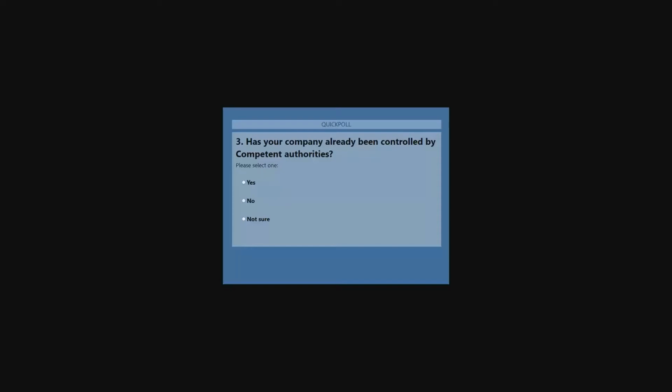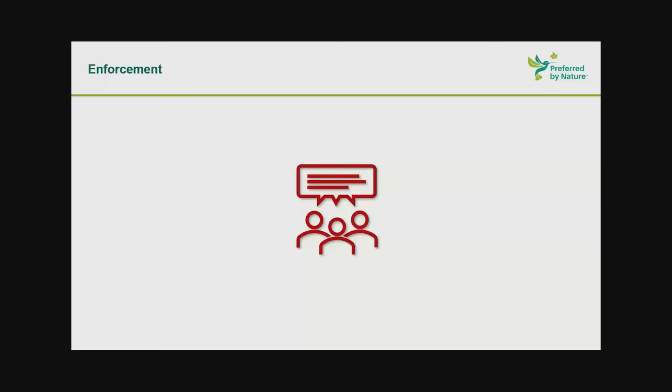Fast photos, that's nice. I'll let it run for 10 seconds more. We've got 75% that voted already. Okay, let's close it down and share results.